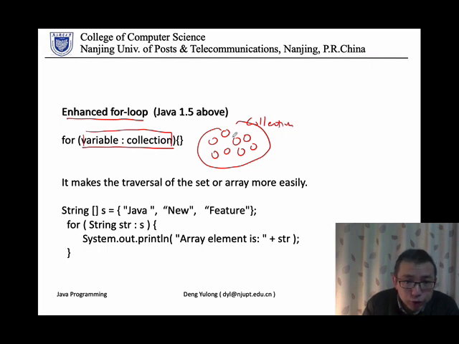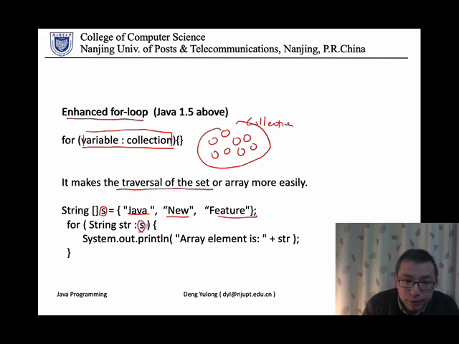So if we want to access all these items one by one, the very simple way to do it is to use the enhanced for loop. That means traversing the set or the array. For example, now we have a string array, and inside the array we have three string objects: Java, new, and integer. I want to access them one by one, so I put this s, which is a reference to a string array.